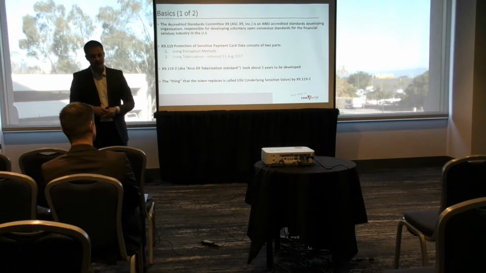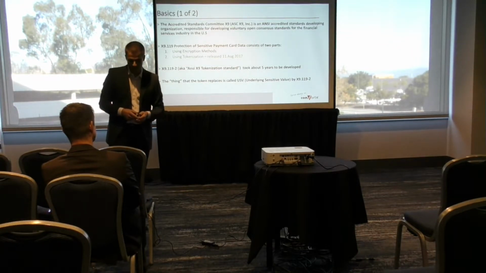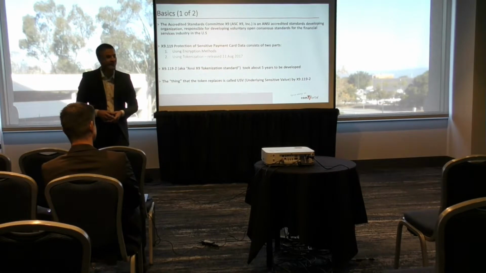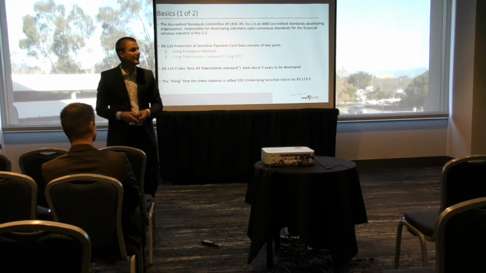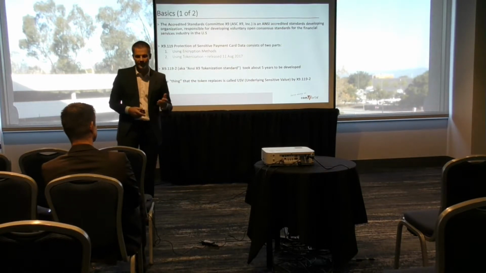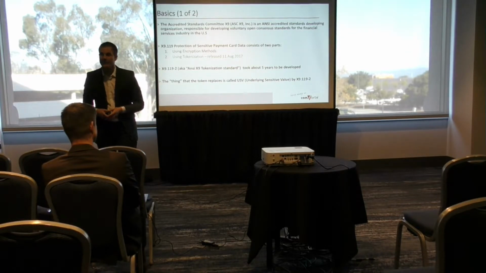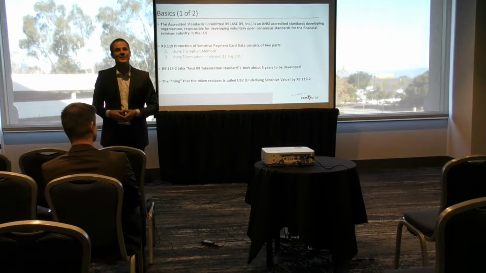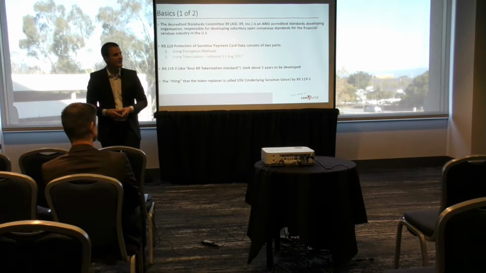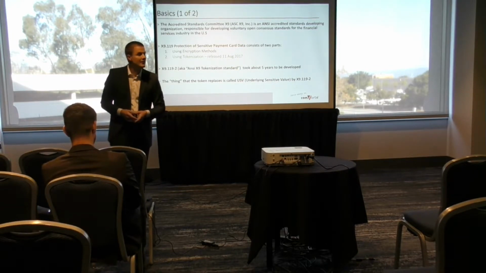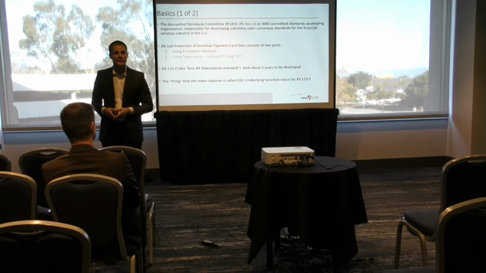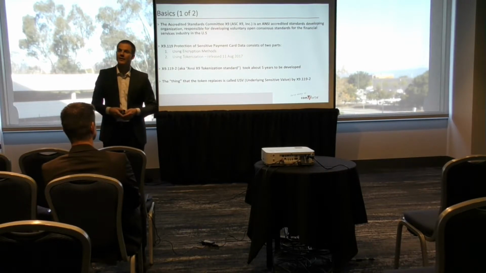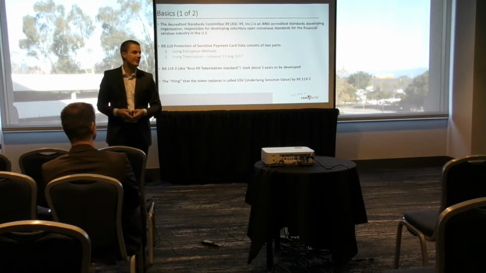So let's start with the basics. Basically, for the non-US folks, I'm not sure if we have any of those, the Accredited Standards Committee X9 is an ANSI accredited committee for developing standards in the financial industry, and X9 119 is basically the code for the protection of sensitive payment card data. That consists of two parts. One is protection using encryption methods, and the other is using tokenization. And that was released in August, as I said, on the 11th of August this year.